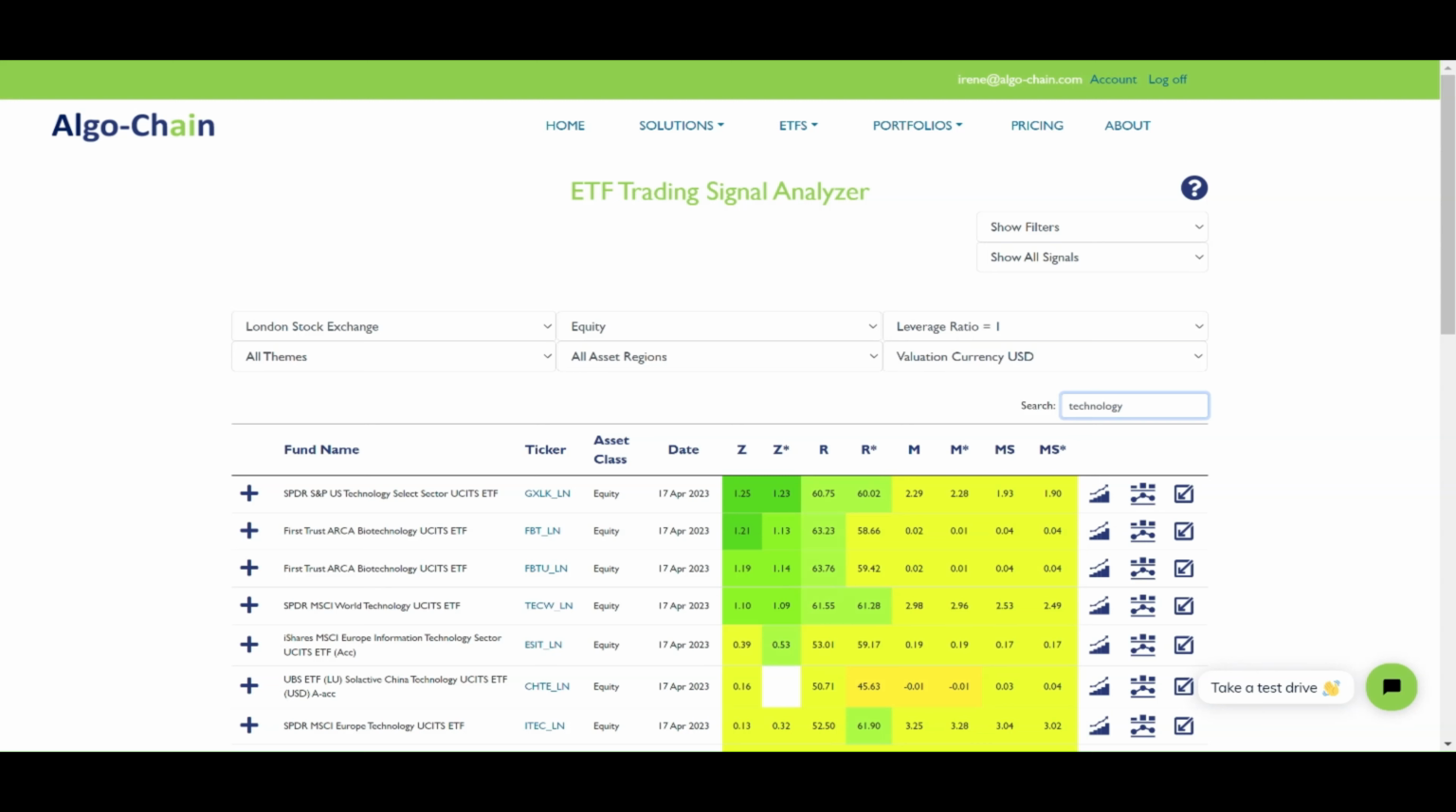The next signal is the RSI signal, stated as R. This shows when an asset is overbought or oversold. A reading of 70 or above is considered overbought, while a reading of 30 or below is considered oversold.